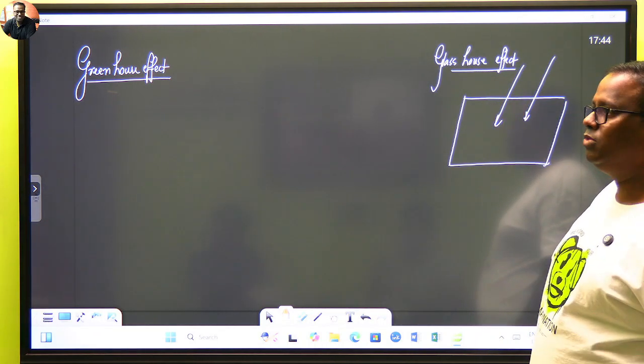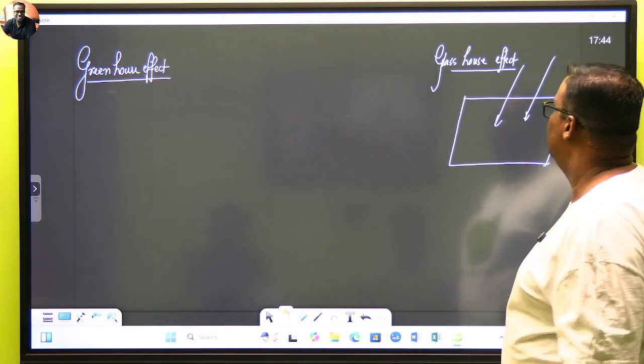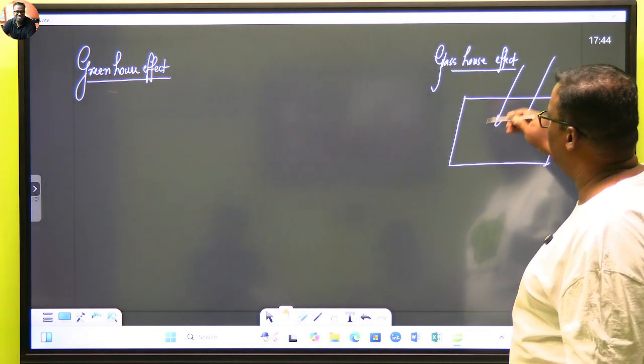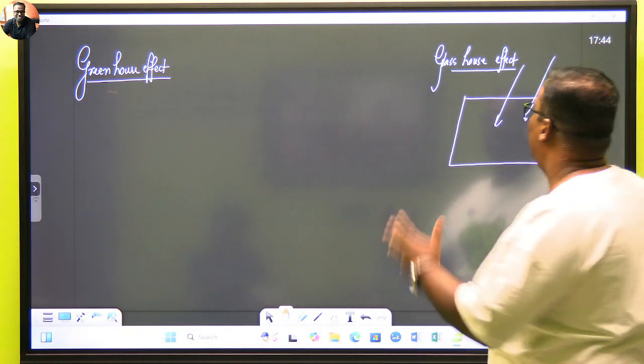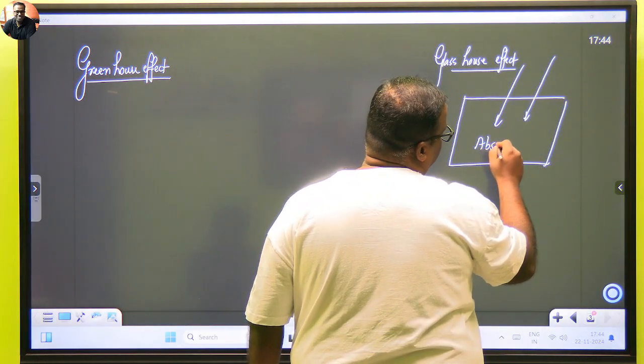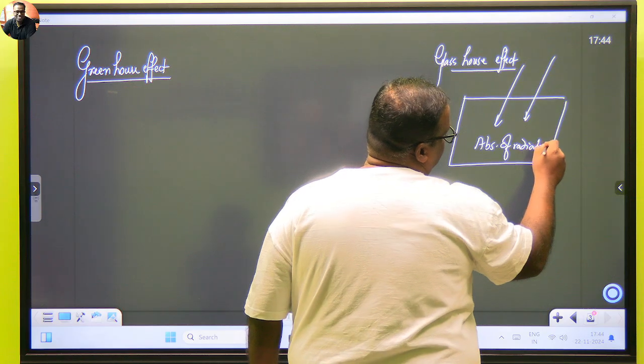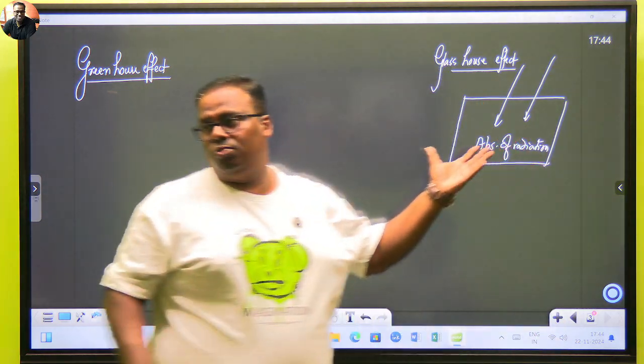Now, same concept. The question that now arises for us is, we go back to the glasshouse effect. We say that there has been absorption. What happened actually? There was radiation and absorption of radiation happened. Do you agree or not? That's why the temperature of the enclosure went up.